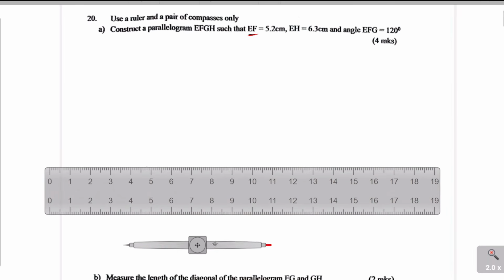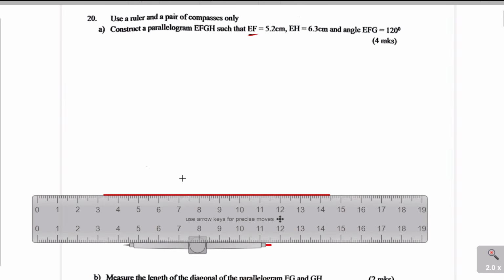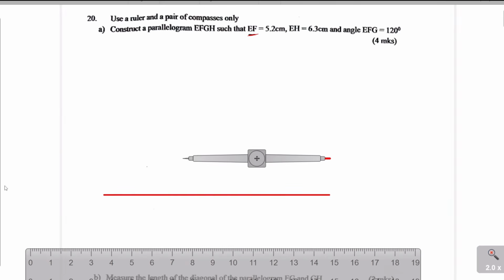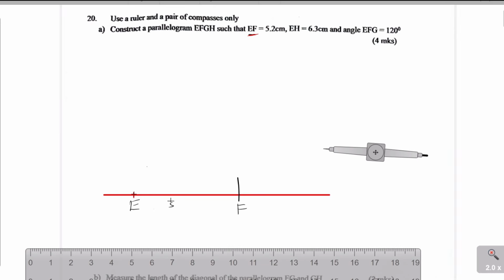The baseline is drawn here. That is the baseline as EF. I need EF to be located anywhere. So let me mark where we shall have E. I need EF to be 5.2, so take a measurement of 5.2 using the pair of compasses. With the measurement of 5.2, stand at E, and then from there mark an arc like that. So this is how we shall have F. This is 5.2 centimeters.